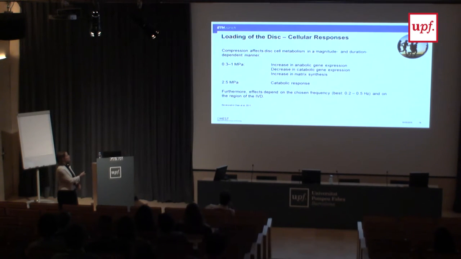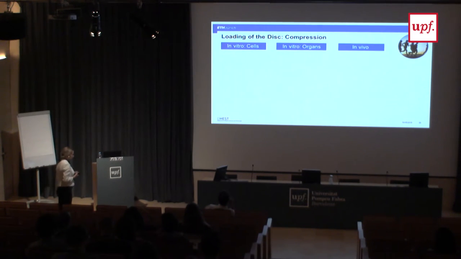An area of somewhere between 0.3 and 1 megapascal has been described to be beneficial. It will make the cells produce more matrix, keep it going, and so on. But if you go too high or too low, then it will actually be detrimental. That is very typical in all tissues: you always have physiological loads that are good, and if you go hyper- or hypophysiological, then it's not good anymore.